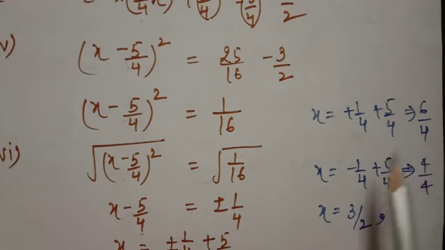We can solve further. x is equal to minus 1 upon 4 in the second case, plus 5 upon 4, which is equal to 4 upon 4. So two results are possible. x is equal to 3 by 2 and 1. Two results are compulsory in a quadratic because we know that the number of factors is equal to the degree. The degree of the quadratic is 2. So two factors are possible. Two values are possible. So this is the completing the square method.